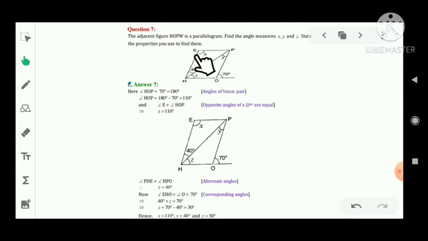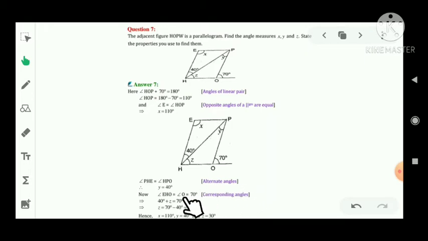And what will be the value of angle E? That means x, because they are opposite angles. So x value will be 110 degrees by using the property of opposite angles of a parallelogram. Similarly students, you can see 40 degrees here and y's value is here. We have to use here that y will be 40 degrees by alternate angles. By alternate angles, you can see here angle PHE is equal to angle HPO, that means y's value will be 40 degrees by using the alternate angles property.